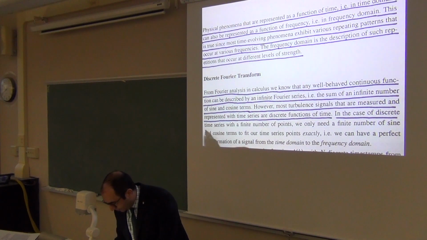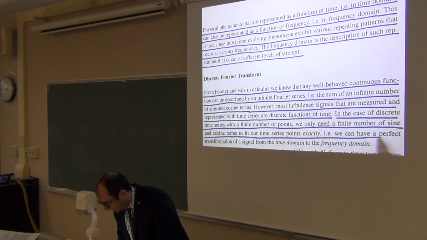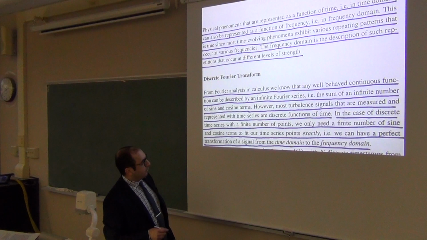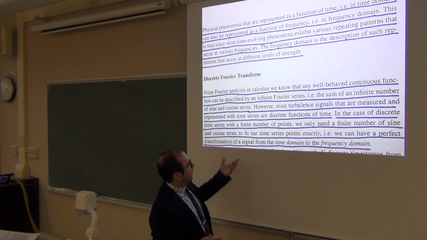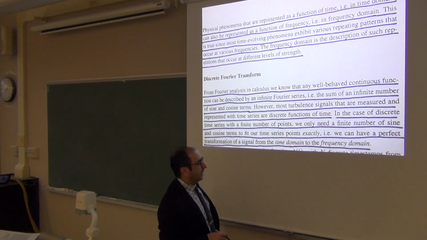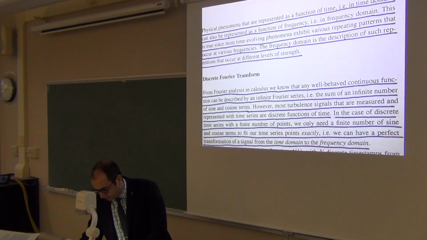In the case of a discrete time series with a finite number of points, we only need a finite number of sine and cosine terms to fit our time series exactly. And by doing so, we have successfully transformed the problem from time domain to frequency domain. So, which is very good news. That means having only a finite number of points, you can do an exact transformation from time domain to frequency domain with only a very limited number of sine and cosine terms.